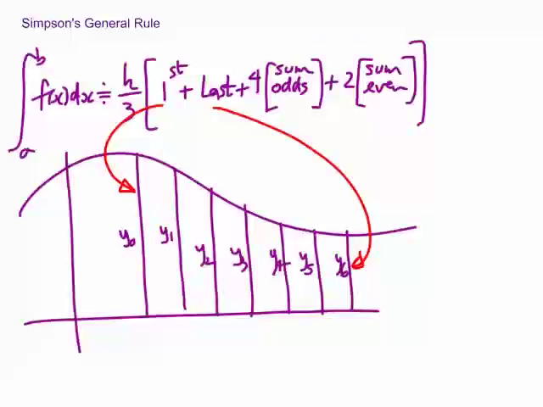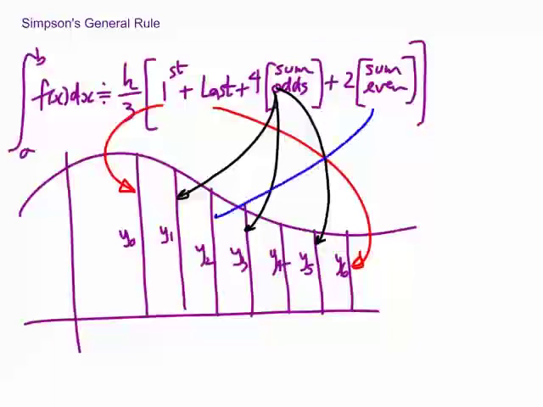Now the odds. Which ones are odds? The odd ones would be this one, that's y1, and this one would be odd, and this one would be odd. Now the evens, let's have a look at the evens. The evens would in fact be y2 and y4. So there'd be the even ones. So we just have to put all these numbers in.